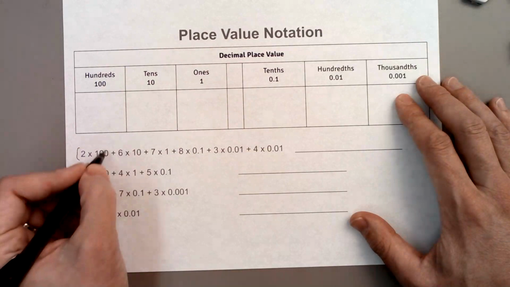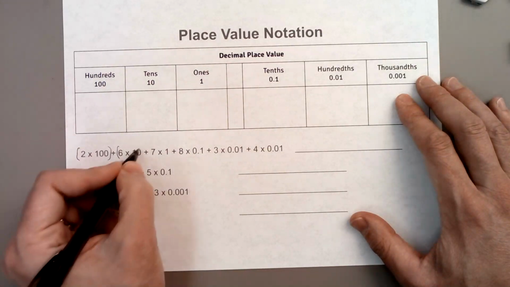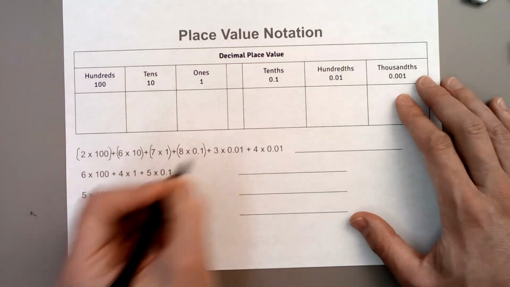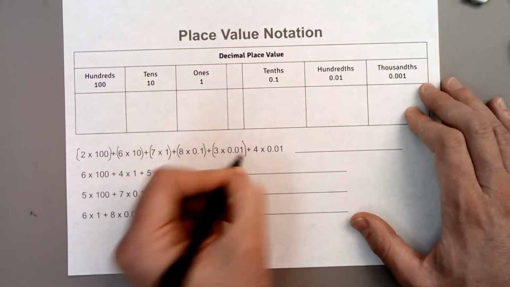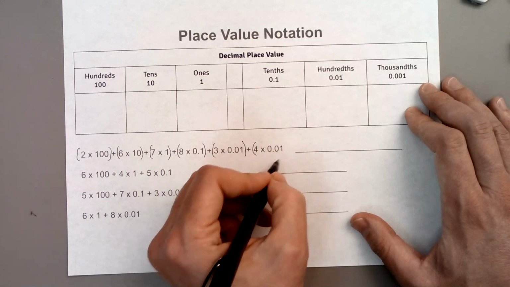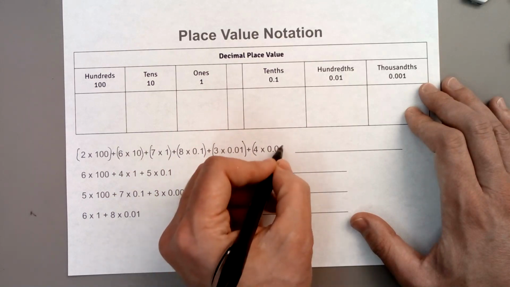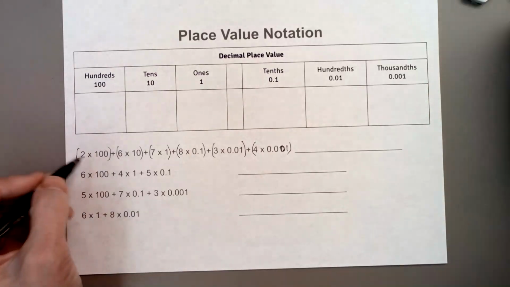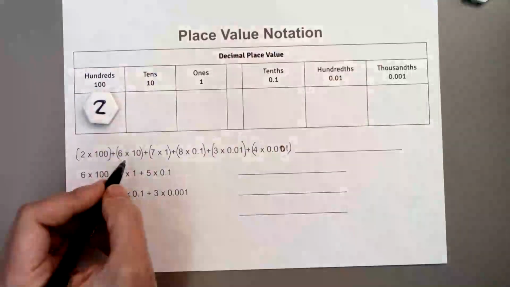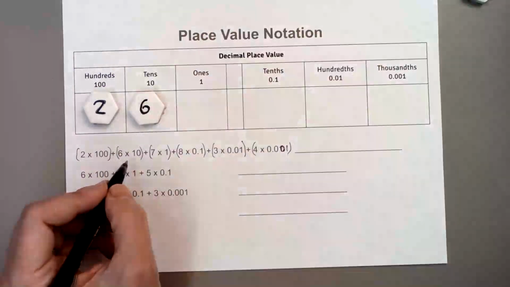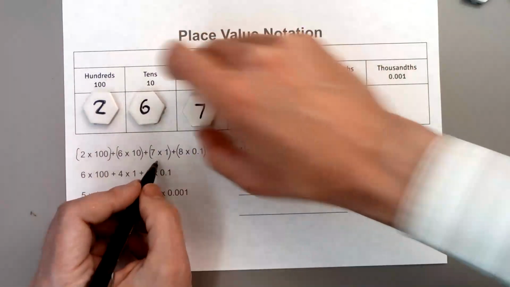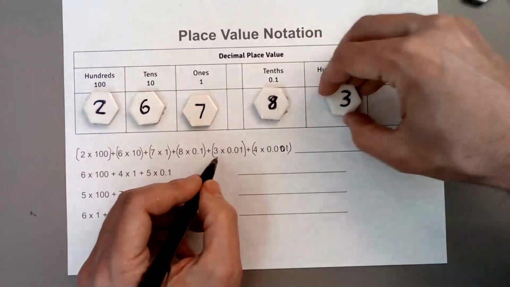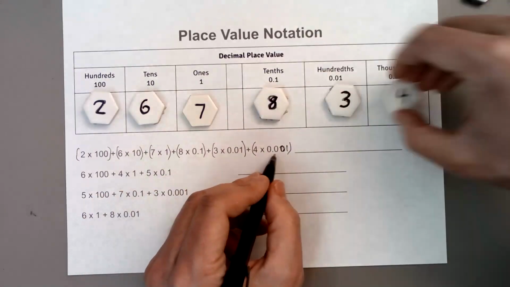The 2 goes with the hundreds place, the 6 goes with the tens place, the 7 goes with the ones place, the 8 goes with the tenths place, the 3 goes with the hundreds place, and the 4 goes with the, oh no, I think I made a mistake here. That should be the thousands place. Okay, so I'll make this on the place value chart. 2 in the hundreds place, 6 in the tens place, 7 in the ones place, 8 in the tenths place, 3 in the hundreds place, and 4 in the thousands place.